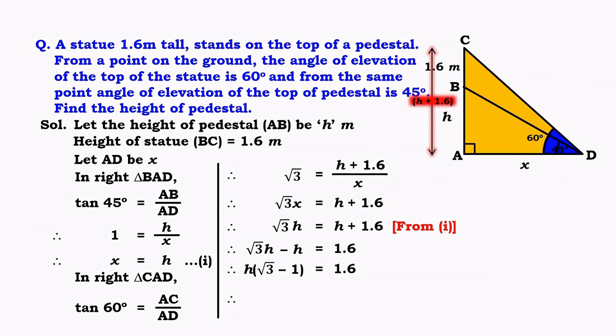Take h as the common factor. We get h multiplied by (root 3 minus 1) is equal to 1.6. Finally, divide both sides by (root 3 minus 1). Therefore, h is equal to 1.6 divided by (root 3 minus 1). So, we have now obtained the expression for the height of the pedestal. In the next step, we will rationalize the denominator and find the numerical value of the height.